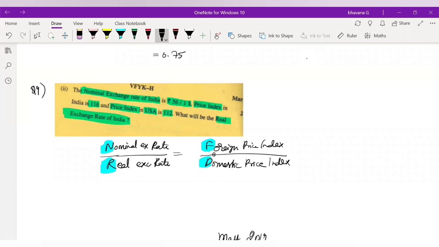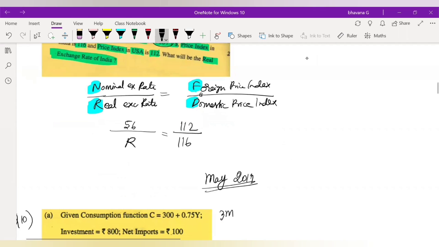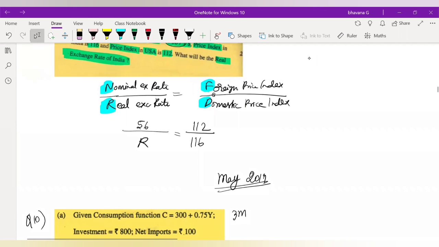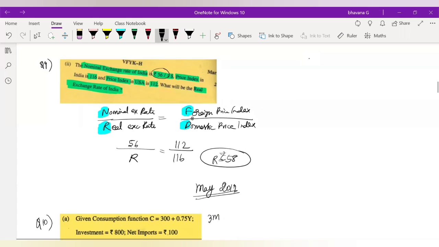Okay, so what is the nominal exchange rate given in the question? It is 56 rupees, divided by the real exchange rate, which is what you have to find, so I'll write R. What is the foreign price index? It is 112. What is the domestic price index? It is 116. If you solve this equation, you will get your real exchange rate, which is equal to 58 rupees. This is one of the questions you can note down. This is a different question.